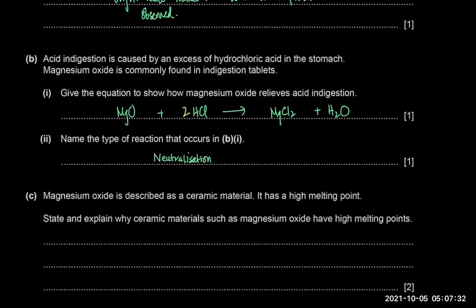Okay. Magnesium oxide is described as a ceramic material. State and explain why ceramic materials such as magnesium oxide have high melting points. It's a giant ionic lattice, right? The ceramic materials are basically giant structures. So it's a giant ionic lattice or giant structure. The key point here is the fact that it's a giant lattice. In this particular case, it's ionic. Okay.